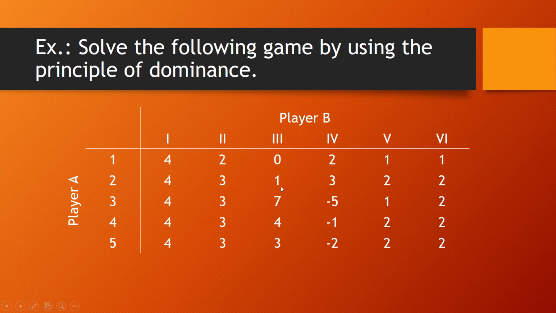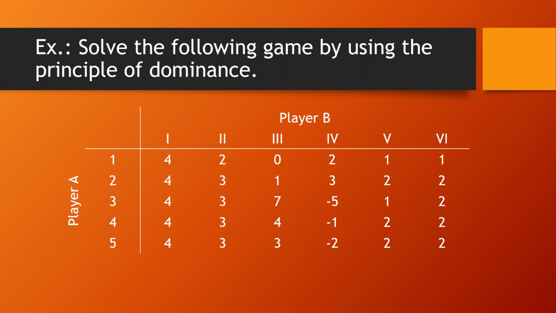Now please do it and let me know, guys. As you know, we are taking an example of the principle of dominance, so definitely there won't be any saddle point here, but I want you all to give it a try and check it out. In the first case, the row minima will be 0, 1, -5, -1, -2. The column maxima will be 4, 3, 7, 3, 2 and 2. None of the values will be matching with the row minima. Find the maximin and minimax. If they do not match, there won't be a saddle point.